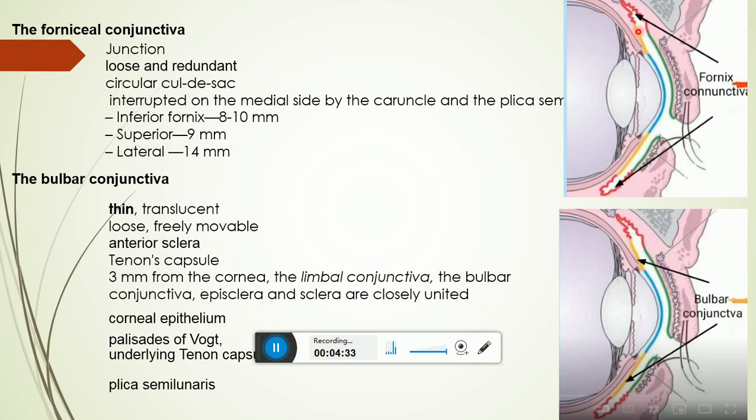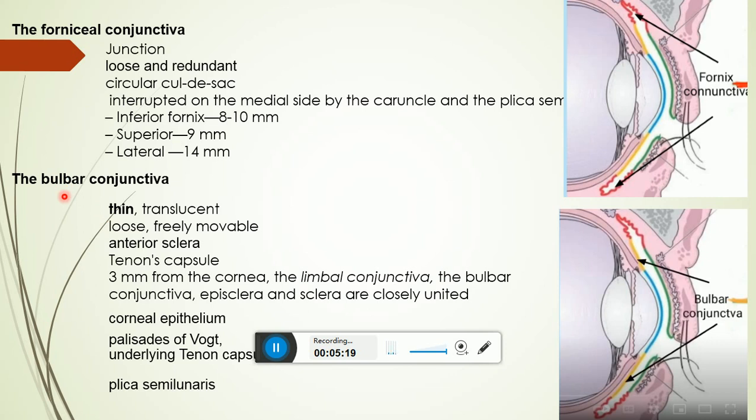Superior fornix lies between the upper lid and the globe. It extends 8 to 10 mm from the upper border of the limbus. Inferior fornix lies between the lower lid and the globe. It extends up to a distance of 8 mm below the lower part of the limbus. The lateral fornix lies between the lateral canthus and the globe. It extends for a distance of 15 mm from the lateral part of the limbus. The medial fornix is the shallowest and contains the caruncle and the plica semilunaris.